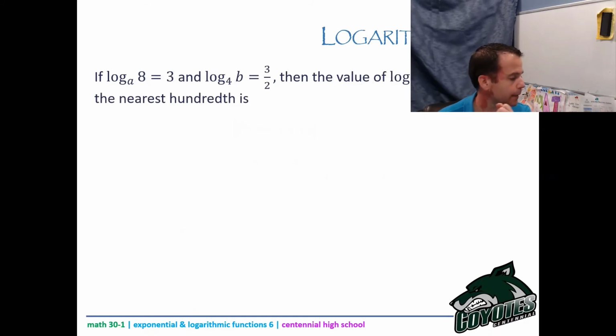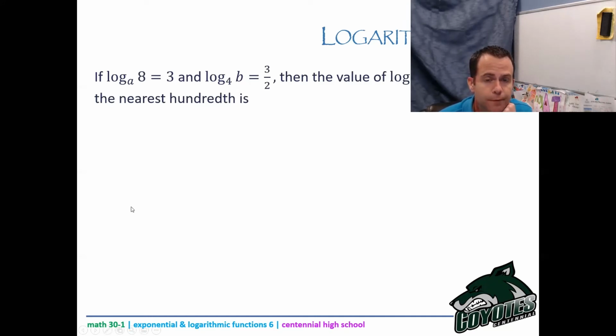Awesome. Okay. If log base a of 8 is 3 and log base 4 of b is 3 over 2, then find the value of log base a of b plus log base b of a to the nearest hundredth. Well, this sounds complicated, but it's really just a couple of small steps. You got to figure out what a is, you got to figure out what b is, and then we can plug that into this and figure out what the answer is.